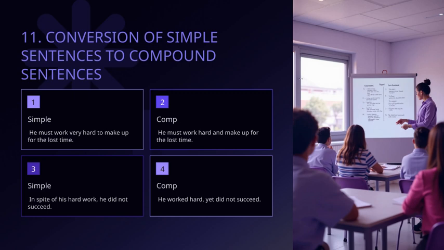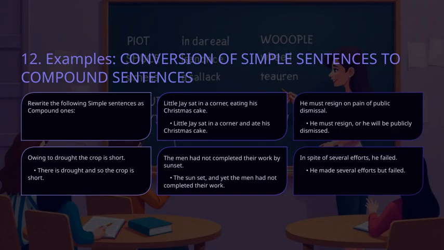This is especially useful when we want to connect ideas smoothly and make our writing or speech more engaging. Remember, the overall goal is to make our communication more precise and impactful. Let's look at some examples of how we can convert simple sentences into compound sentences. This is an important skill because it helps us connect ideas more smoothly and makes our writing more fluent.